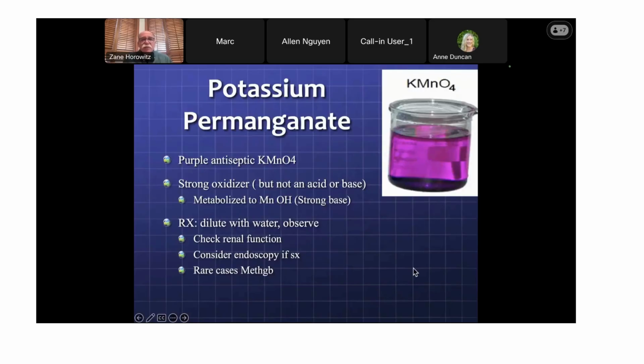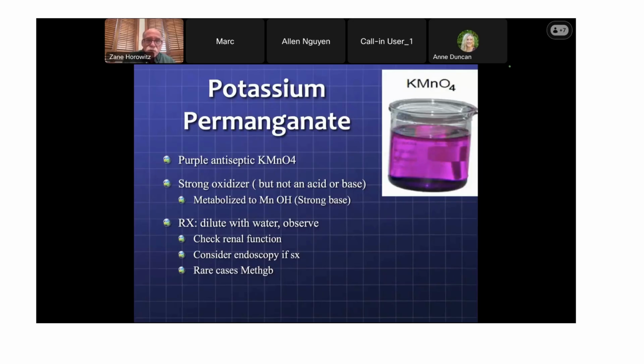Another antiseptic is potassium permanganate. There are certain cultures that love this, like Eastern Mediterranean, Russian, Greek. It seems to be a very pervasive household product where they use potassium permanganate to wash things off with and sterilize it. It's purple, so you can see what it looks like. Sometimes it comes as a powder. It's really not an acid or a base. It's just a strong oxidizer, and strong oxidizers are able to cause caustic injury to the esophagus. It's actually metabolized to manganese hydroxide, which is a strong base.